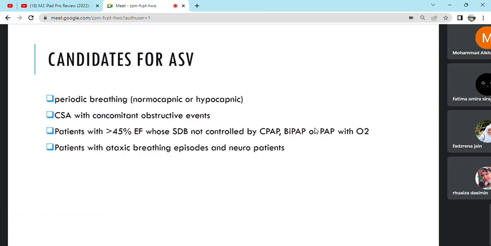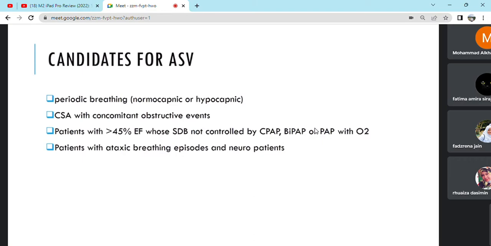Definitely, they are those patients who are suffering from periodic breathing, as we call it, whether they are normocapnic, meaning normal levels of your PaCO2, or whether they are hypocapnic. Good candidates also for your adaptive servo ventilation are those patients who are suffering from CSA or your central sleep apnea with concomitant obstructive events.